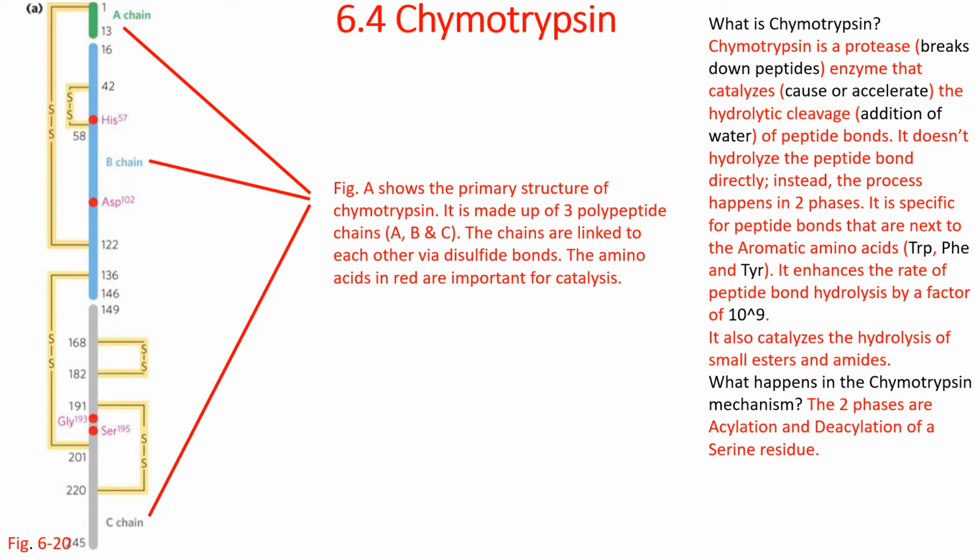What happens in the chymotrypsin mechanism? The two phases are acylation and deacylation of a serine residue. Figure A shows the primary structure of chymotrypsin. It is made up of 3 polypeptide chains, chain A, chain B, and chain C. The chains are linked to each other via disulfide bonds. The amino acids in red are important for catalysis.